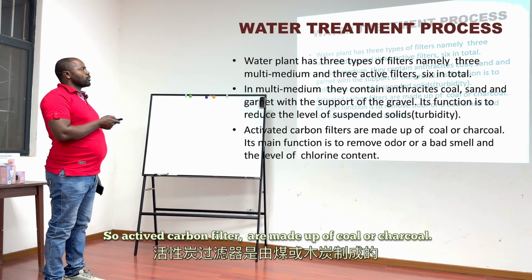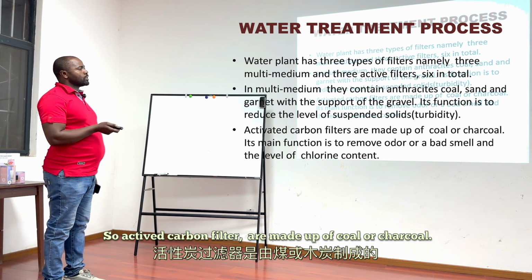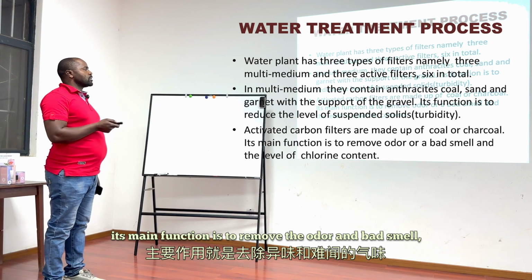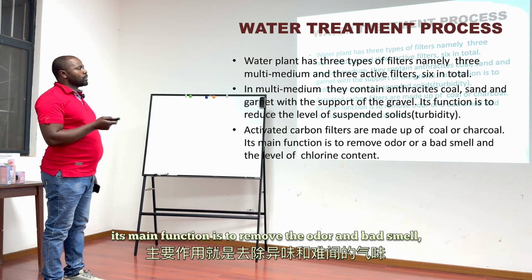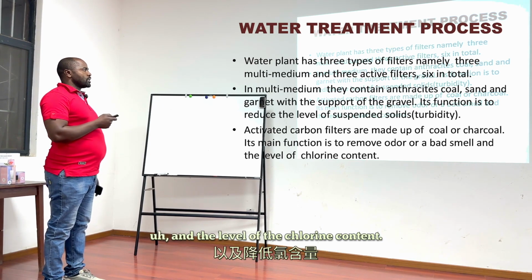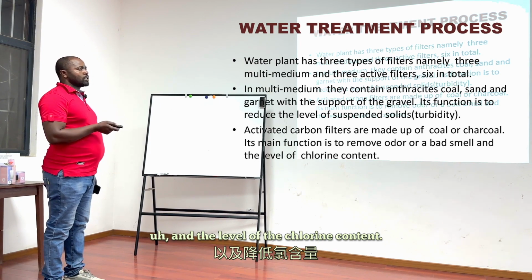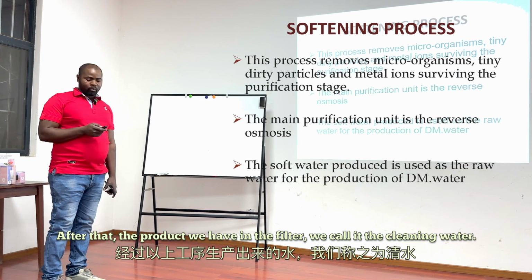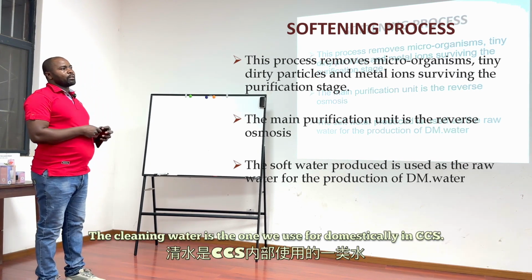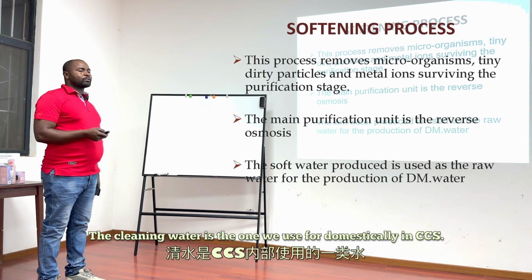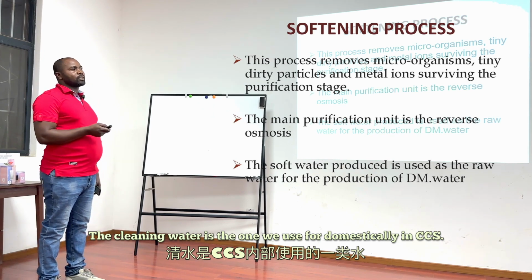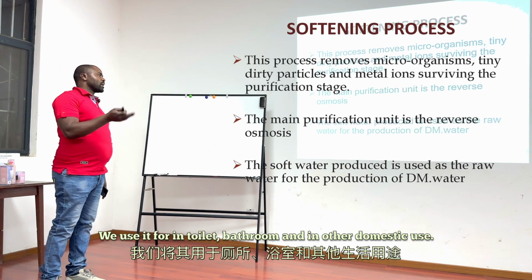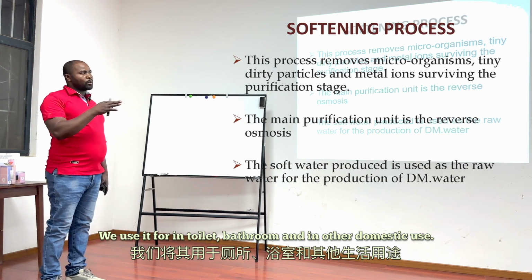The active carbon filters are made up of coal or charcoal. Their main function is to remove the odor and bad smell and the level of the chlorine content. After that, the product we have from the filter, we call it the cleaning water. The cleaning water is the one we use domestically in CCS. We use it for toilets, bathrooms, and other domestic uses.